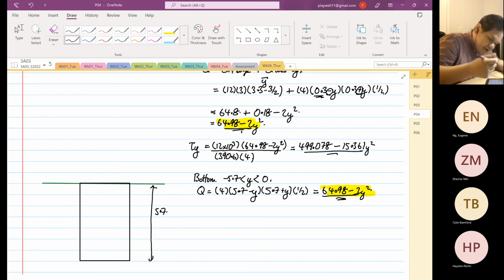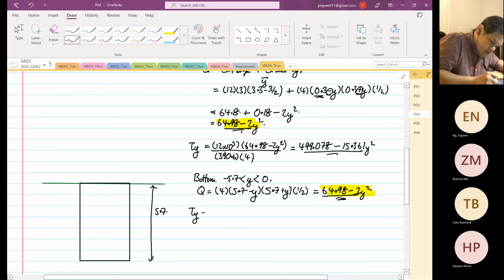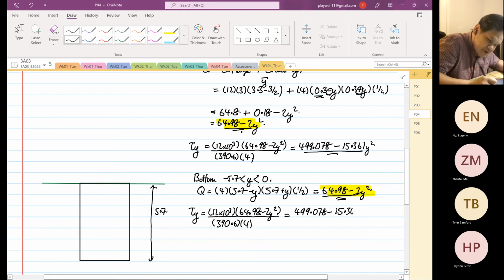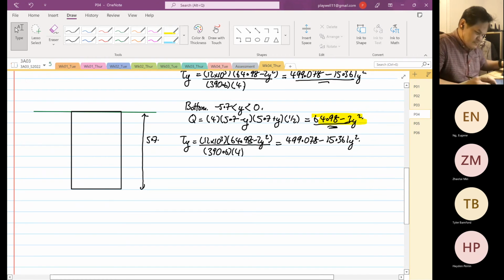Okay. And then finally, you calculate your distribution. So 64.98 minus 2y squared divided by 390.6 divided by 4. So this is exactly the same as above. We have 499.078 minus 15.361 y squared. Yep. Okay. Now, so when you sketch, how does it look like? Okay. So we are going to sketch.